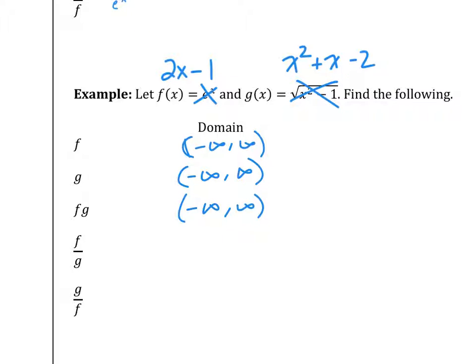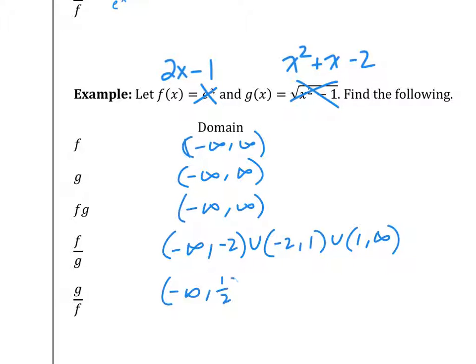When g is in the denominator, however, you have to exclude -2 and 1. So that is stop at -2, stop at 1, and then continue. When f is in the denominator, now you have to skip 1/2. So skip 1/2, like that.